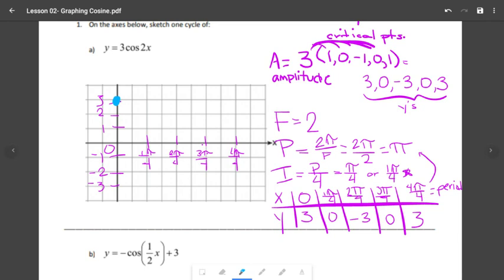When x is 1 pi over 4, y is 0. When x is 2 pi over 4, y is negative 3. When x is 3 pi over 4, y is 0. And when x is 4 pi over 4, y is positive 3. So connect with a curve again, and there is your cosine graph.